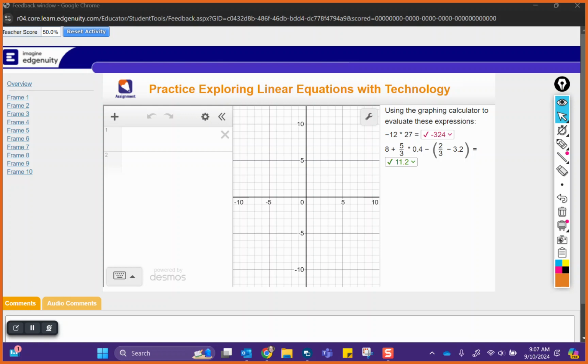First, I'm going back to that technology lesson, to the assignment. You do have to get a 70% or higher, and you got a 50%, so I've reset that activity. The next time you go in, it should make you redo it. But let's talk about it.